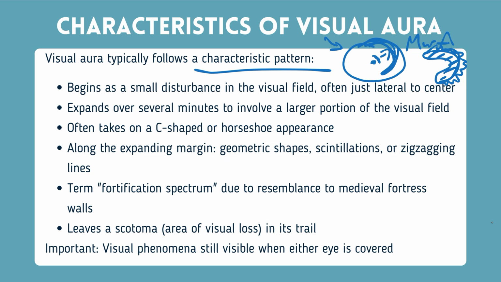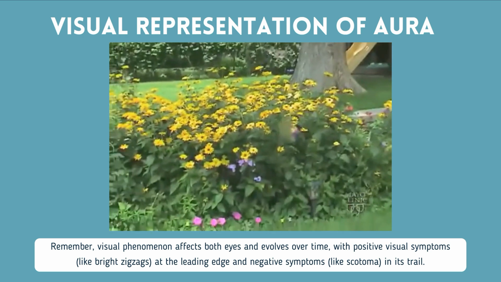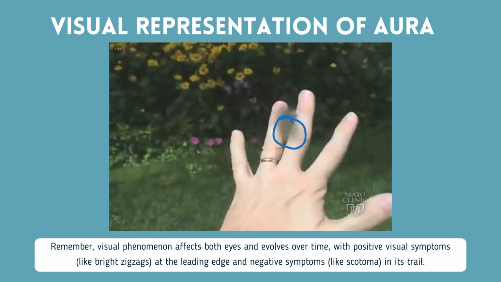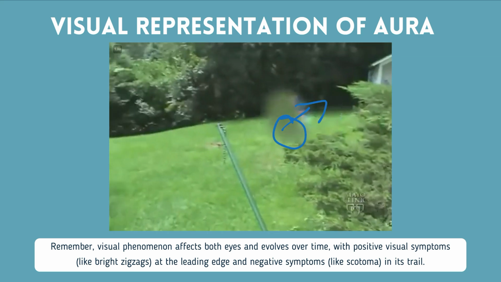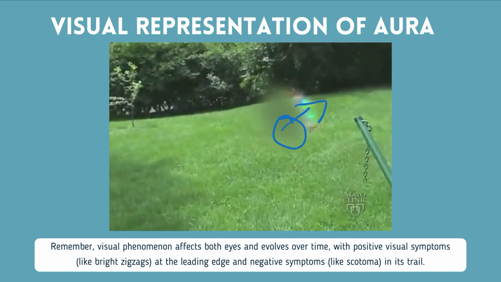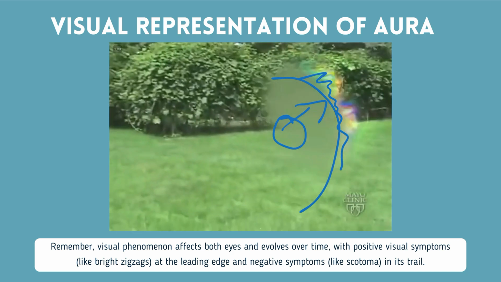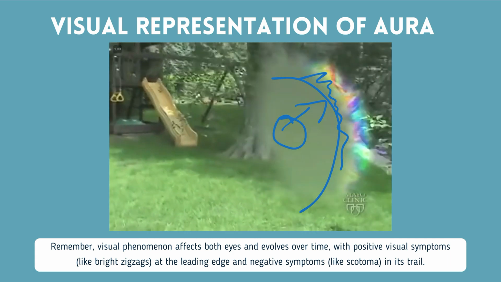And because it's coming from the visual cortex of the brain, the visual phenomenon is still visible with either eye covered or both covered. So this is a visual representation of an aura. And as you can see here, it typically starts as a small area near the center of the visual field, and then it gradually spreads outward, expands outward. It will eventually form a characteristic C-shaped or horseshoe pattern with bright, shimmering, zigzag lights along the expanding edge.